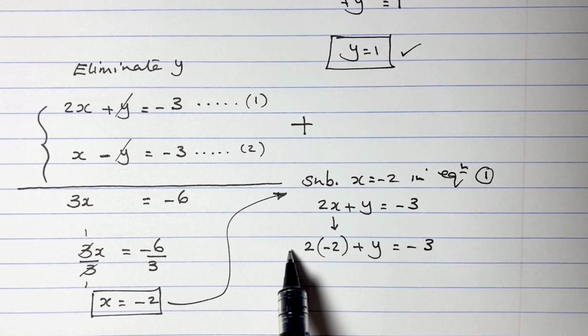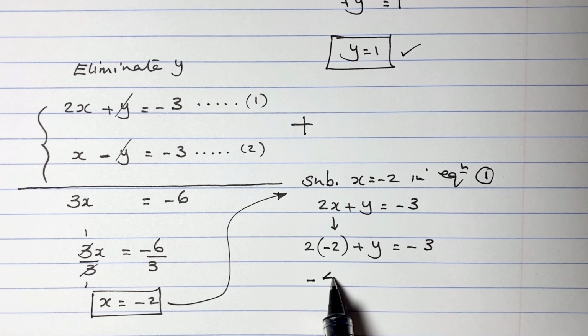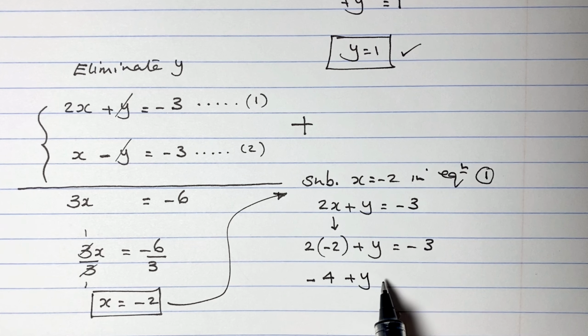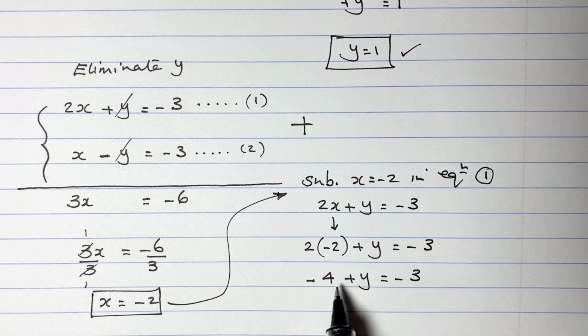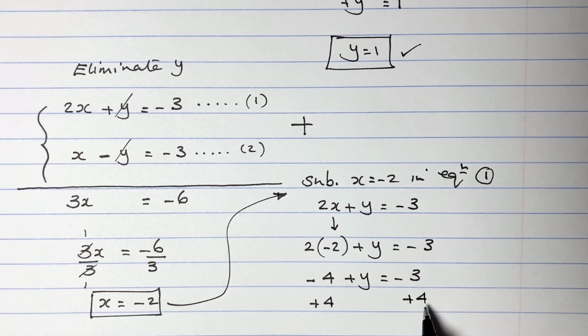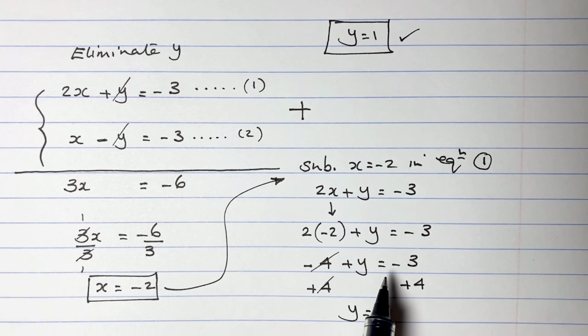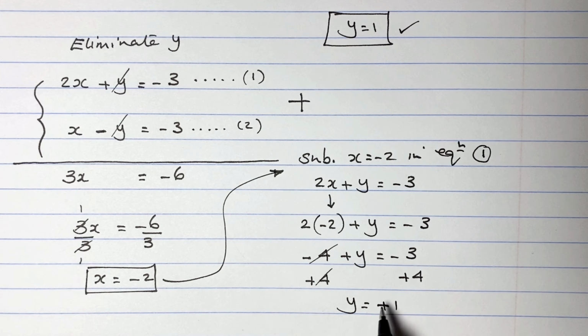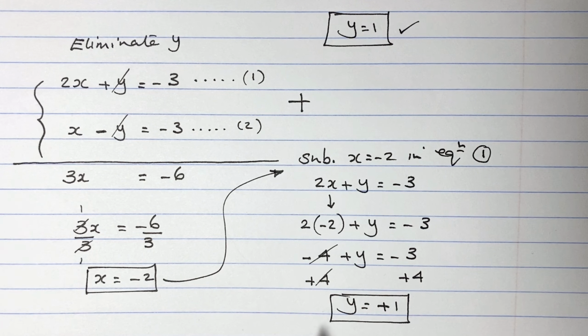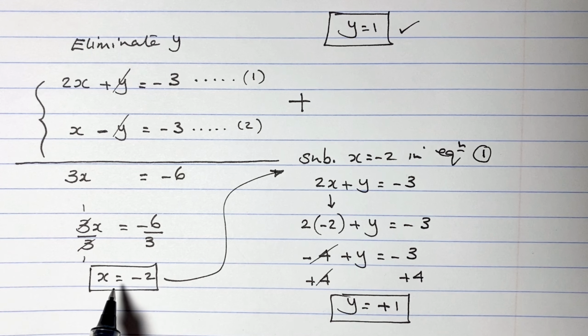Multiply, plus times minus is minus, 2 times 2, 4, plus y equals minus 3. To find y, I need to get rid of minus 4. So I would add 4 to both sides. So y left on its own, plus y equals minus 3 plus 4, which is plus 1. So I got the two values of x and y.